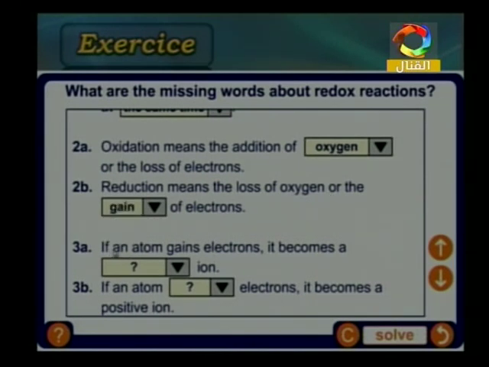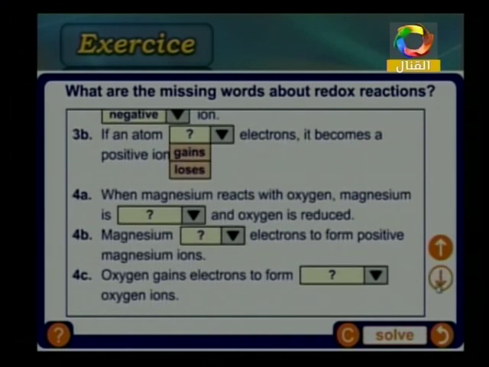After that, number 3. If an atom gains electrons, it becomes which ion? Like the galvanic cell or Daniell cell, we have the reaction in the first half and the reaction in the second half, the reaction in the positive anode and the reaction in the negative cathode. If an atom gains electrons, it becomes which ion? Positive or negative? It gains electrons, so it becomes a negative ion. And if an atom loses electrons, it becomes a positive ion. Here we have this losing electrons.